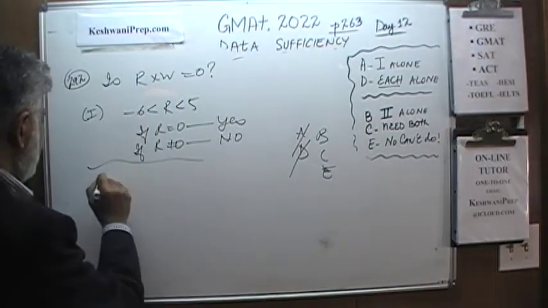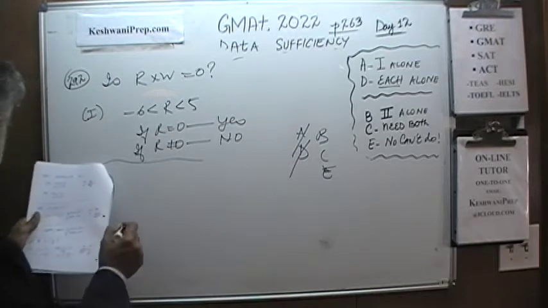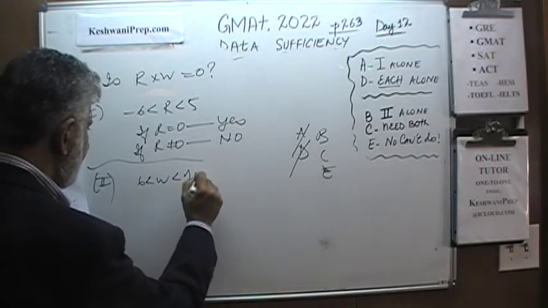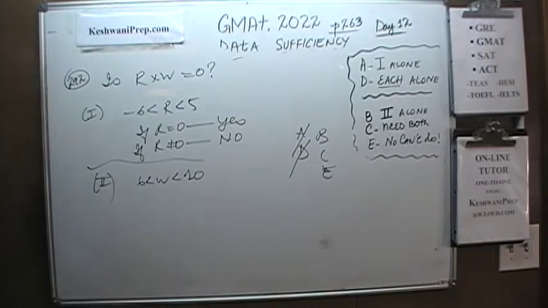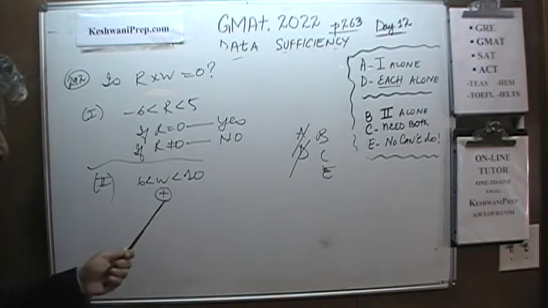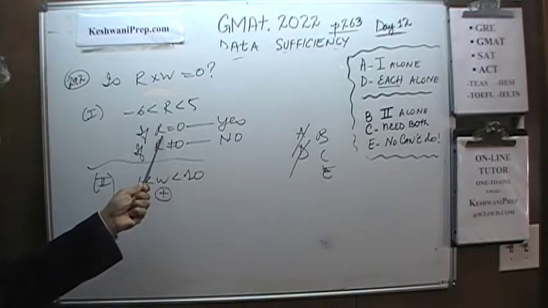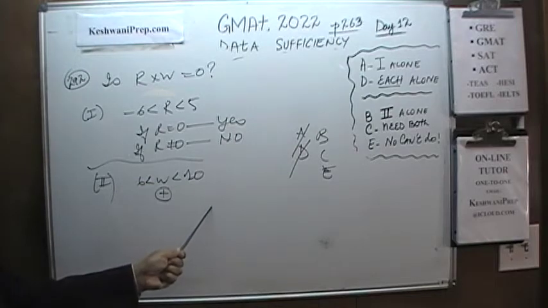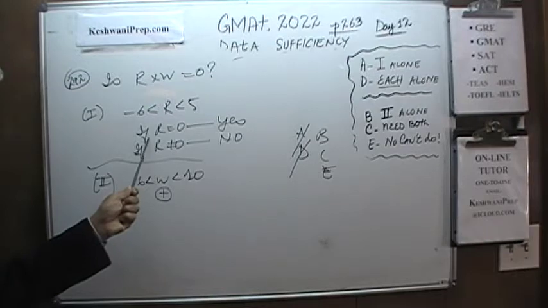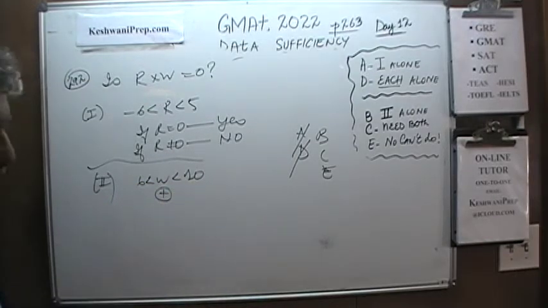Let's see what the second statement tells us. The second statement tells us that W is between 6 and 10. All that tells us is that W, whatever it is, is positive. Since W is positive, the same argument that applied in statement 1 is going to apply here, so I'm not going to rewrite it. The argument is that since W is positive, if R is 0, then the answer is yes. If R is not 0, the answer is no. We don't know what R is.